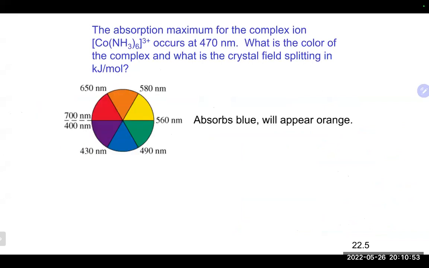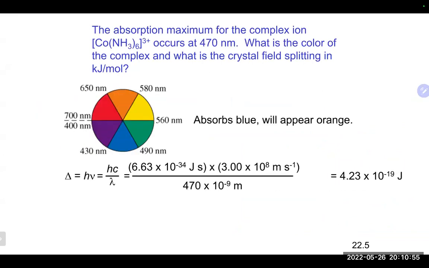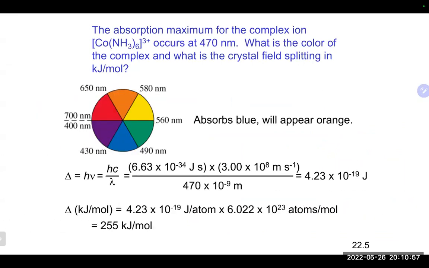So here's a problem, but I think you have worked out. So let's just go through the solution there to make sure. The absorption maximum of this complex ion, which has a coordination number of 6, is 470 nanometers. What is the color of the complex and what is the crystal field splitting in kilojoules per mole?